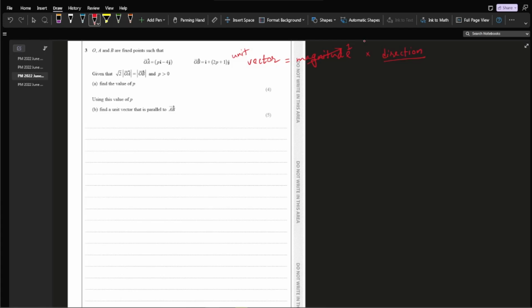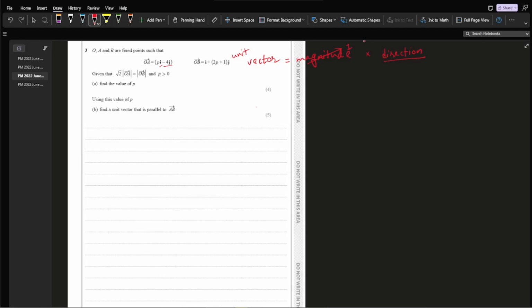Now generally, i is a unit vector towards the x-axis and j is a unit vector towards the y-axis. So minus 4i means we have to go 4 units in the negative x direction if we are plotting the vector on the graph.